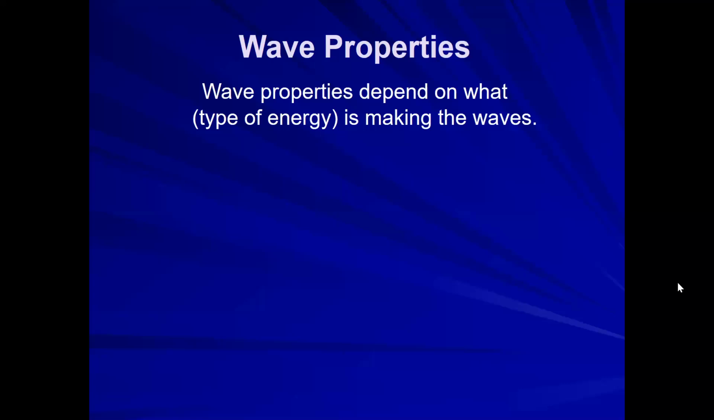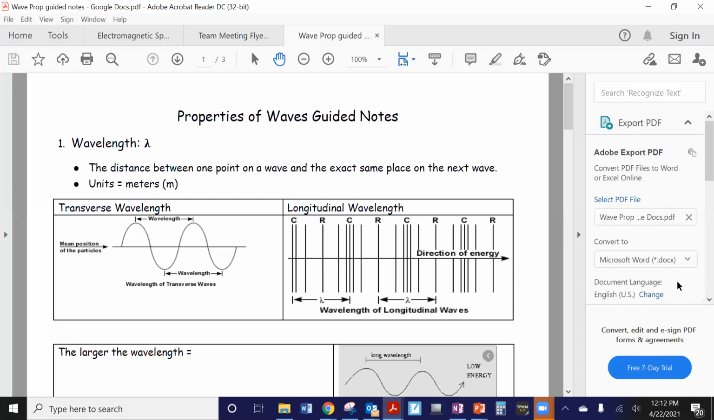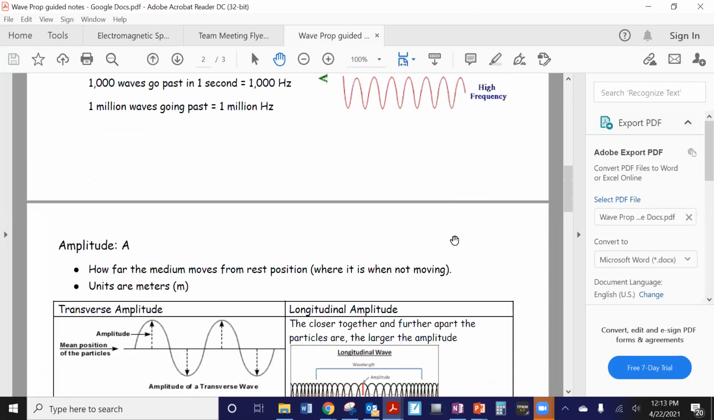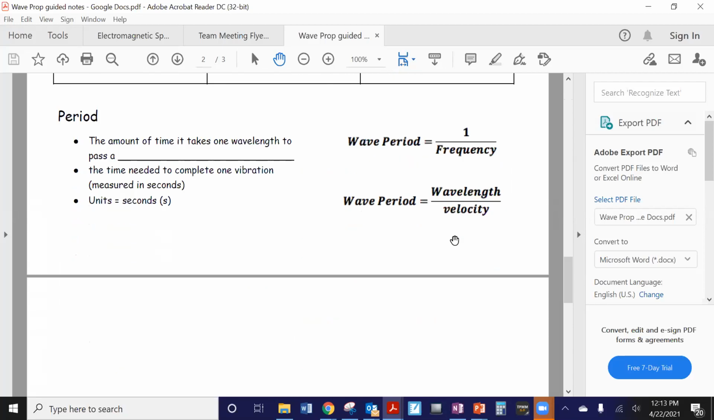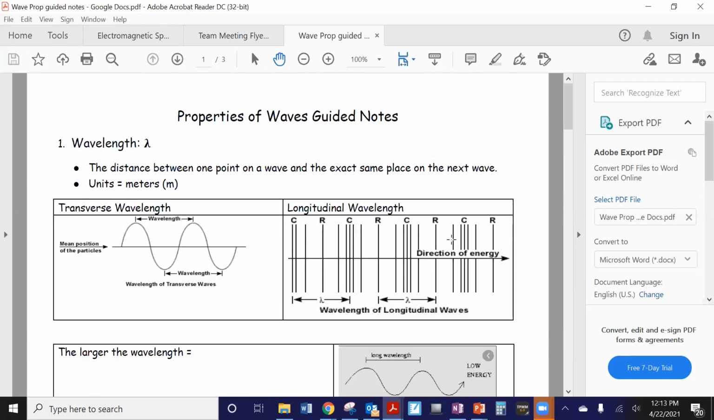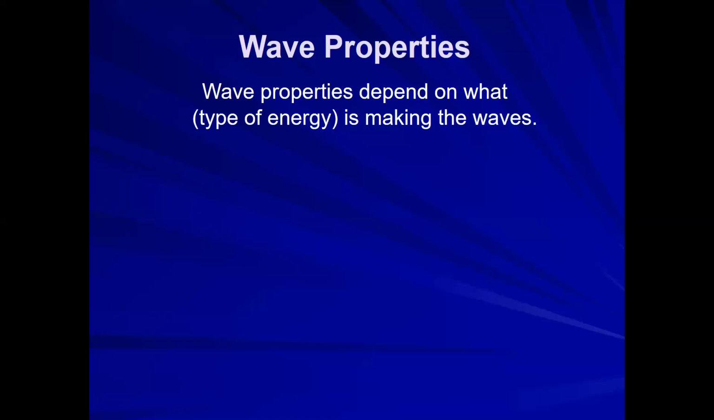All right, so your notes that you're looking at should look like this. Properties of waves guided notes. This is what everybody has, and it's only 2 pages. Well, there's a third page, but it's blank, or it might not be a third page. I think I took it off. All right, so here we go. Wave properties depend on what type of energy is making the wave.